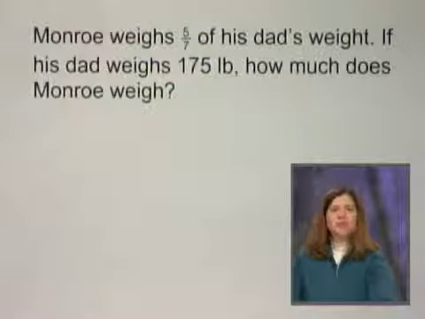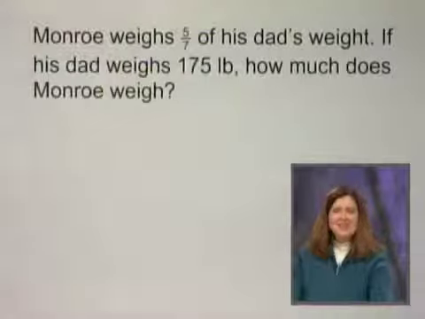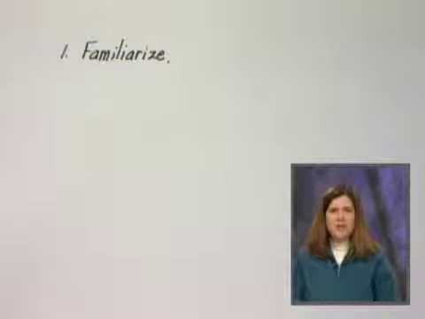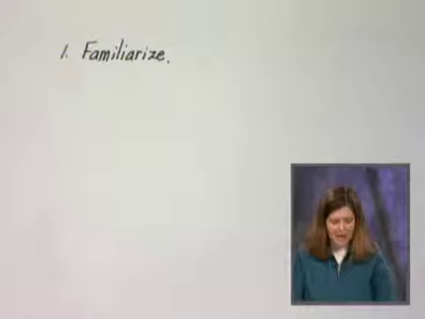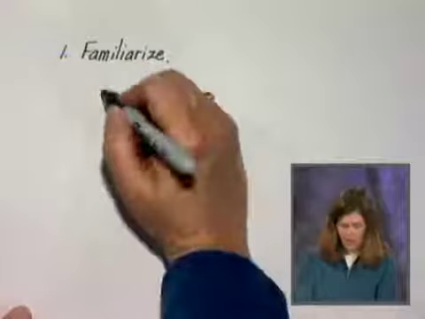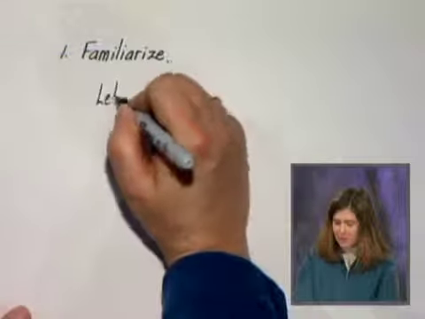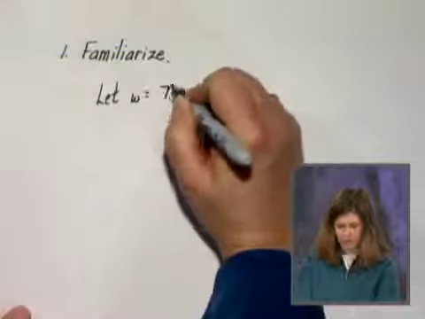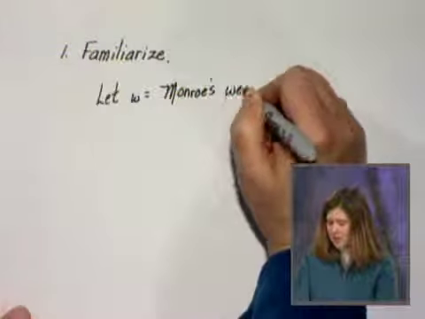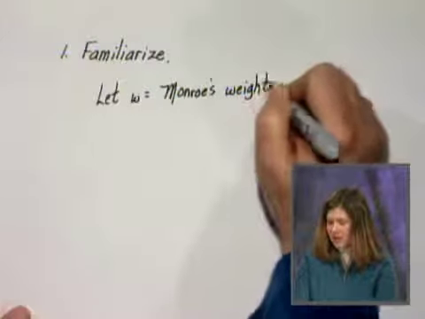We're going to approach this using our five-step problem-solving strategy, and the first step is to familiarize ourselves with the situation. We read the problem carefully, and we're going to assign a variable to the unknown. We'll let W equal Monroe's weight. And the unit we're using is pounds.